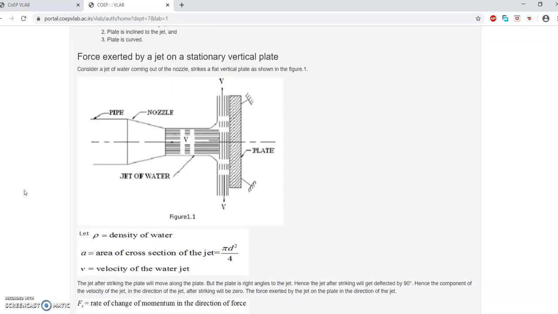If you look at the first type here, where force is exerted by a jet on a stationary vertical plate, let's try to understand the components. We have a pipe. At the end of the pipe, a nozzle is attached. The liquid comes out through this nozzle. It makes an impact on this vertical plate. So this plate is vertical, and it is fixed here.